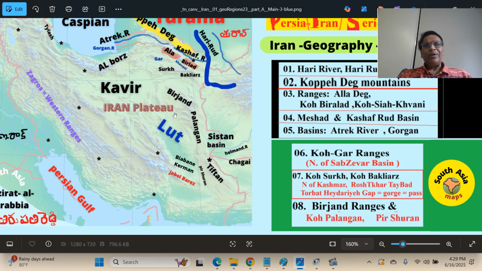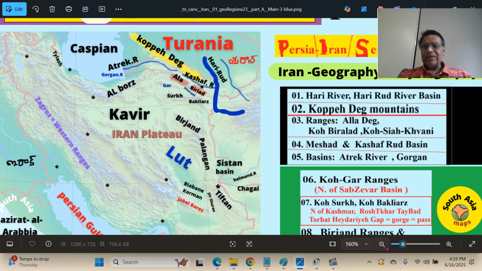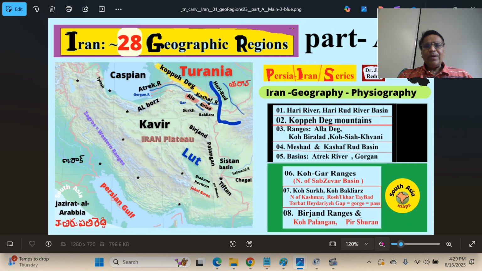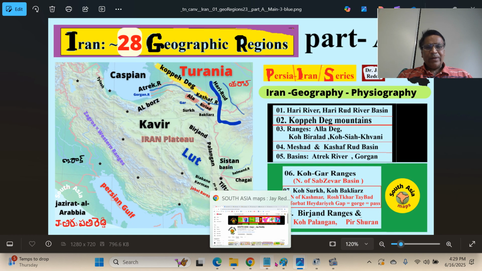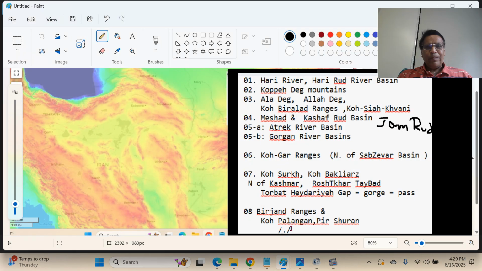Here there is a series of mountains in this region, southern part of Quran, that is the Birjand mountain ranges. Further south, touching this region, is the province called Kerman province. There are the Palangan ranges. This is the Baluchistan and Sistan. This is the Sistan basin in Afghanistan, and there are the Pir Shuran ranges. So these are some of the ranges in the first part we'll be talking about, and I will take you to the map and point them out so that it will be very clear to you.